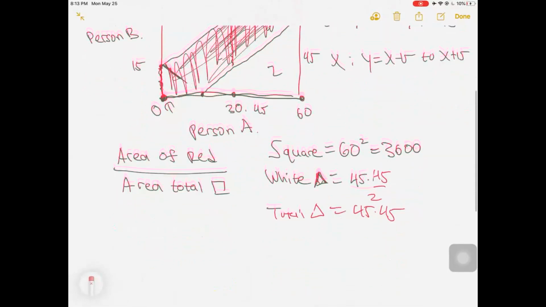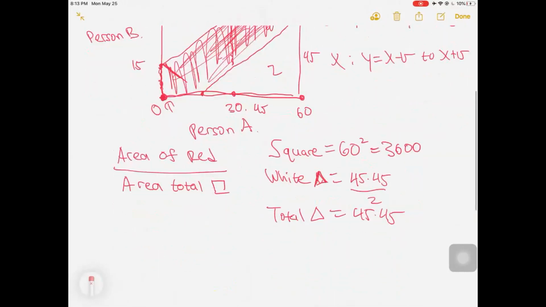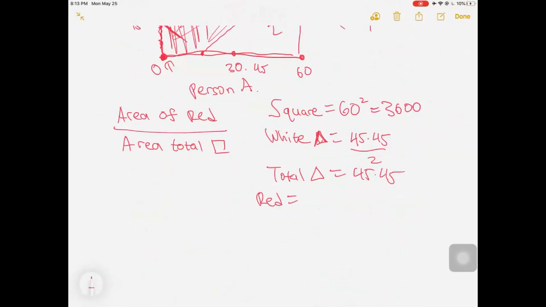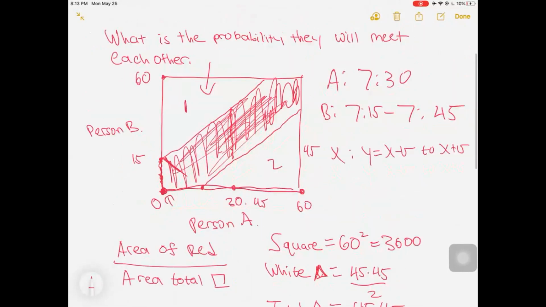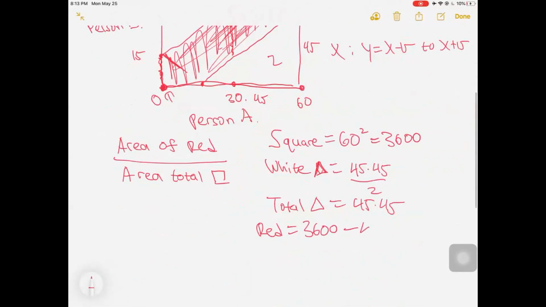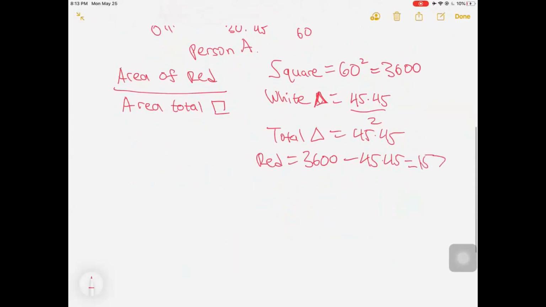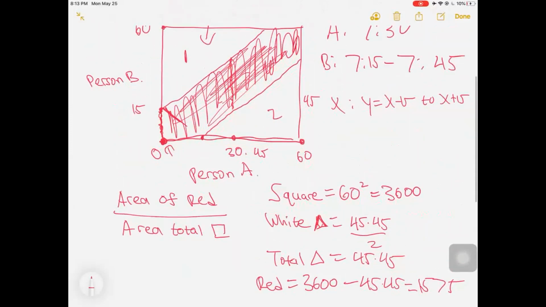So now we calculate the area of the red region. We're just going to do the total, the big square, subtracted by the 2 triangles, which is going to give us 3600 minus 45 times 45. Let me use a calculator because I'm bad at math. Okay, so that's going to give us 1575 as the area of this red strip.